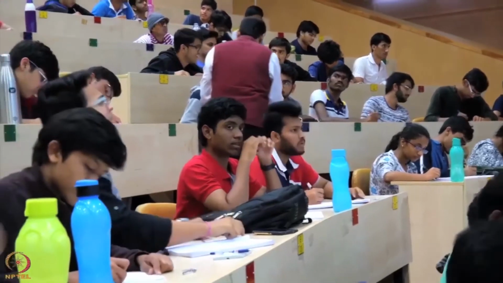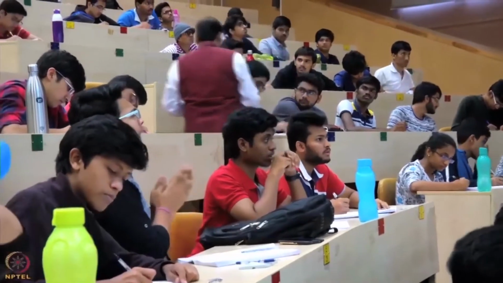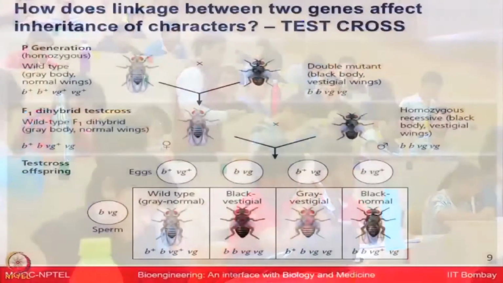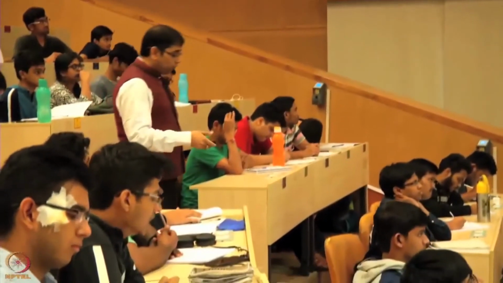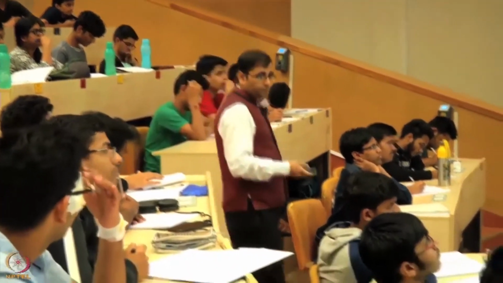But when it is plus here, it means it is wild type, and if it is not plus, it is mutant. So we have now these 4 different types of phenotypes, and what we are observing here is that one is gray normal, one is black normal, one is black vestigial, and one is gray vestigial. So in addition to the 2 original phenotypes that we had, we have 2 new phenotypes as well.